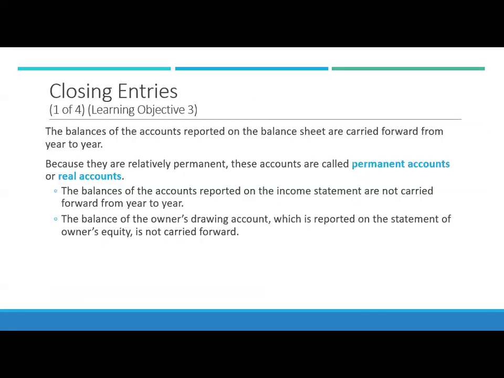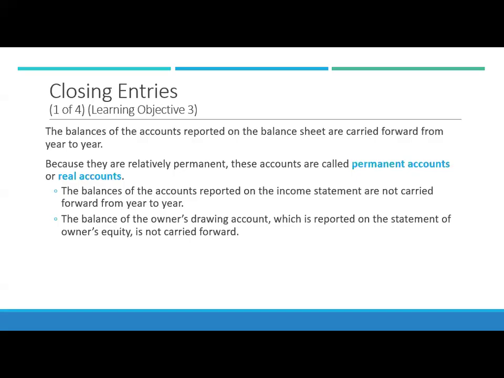So closing entries are to close out the accounts that show items over a period in time. So for example, when we have our income statement, it says for the year ended December 31st, 2025, or for the month ended January 31st, 2026.